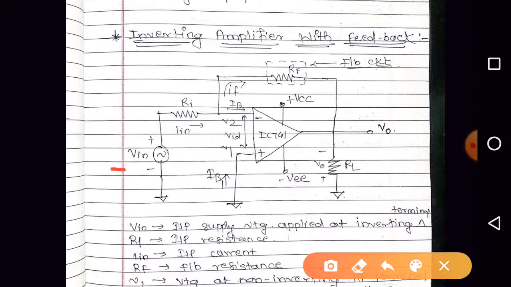Here the non-inverting terminal is connected to the ground, it is earthed. It is an inverting amplifier with feedback. Here we give the power supply to the inverting terminal, that is pin number 2. Here V2 is equivalent to V in, the supply applied at the inverting terminal. V1 is 0, it is connected to the ground.